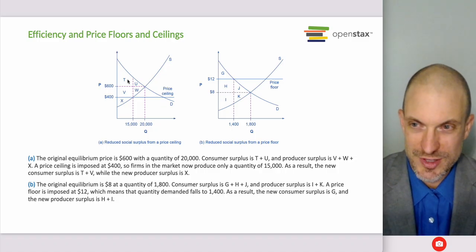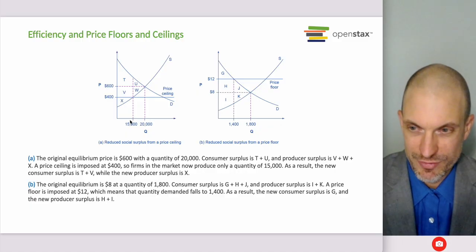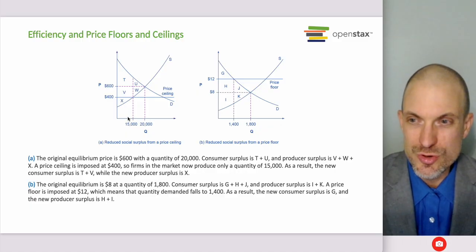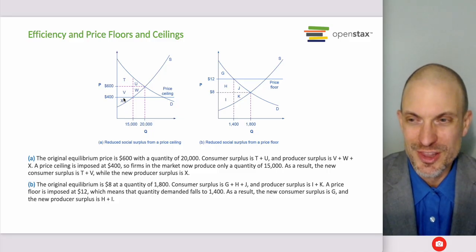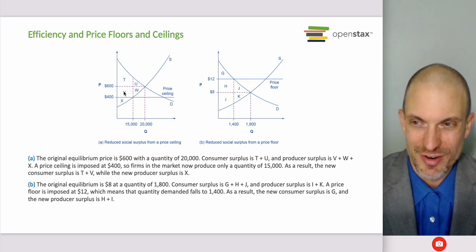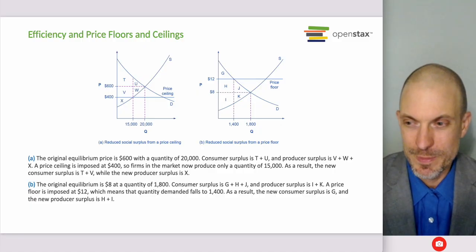All right, so the original equilibrium was 600 with a quantity of 20,000. Consumer surplus is T plus U at that price. Producer surplus would have been V plus W plus X at that price. The price ceiling is imposed at 400, so firms in the market now produce a quantity of only 15,000. As a result, new consumer surplus is just T plus V. So those consumers who are able to consume those 15,000 units are better off. The producers are worse off. They lose area V, they keep only area X. But then the market as a whole loses area U plus W. That's deadweight loss.